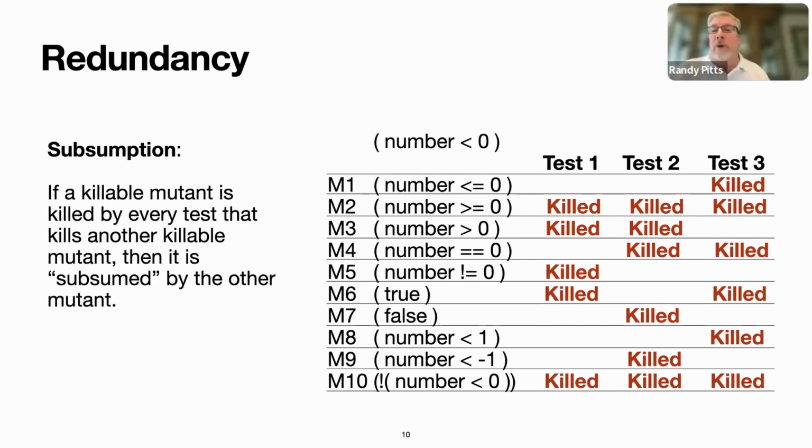Well, it turns out we can formalize those relationships with something that's known as subsumption. The definition on the left there: if a killable mutant is killed by every test that kills another killable mutant, then it is subsumed by the other mutant.